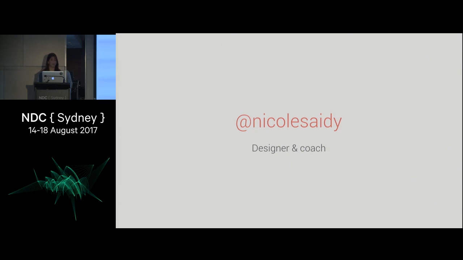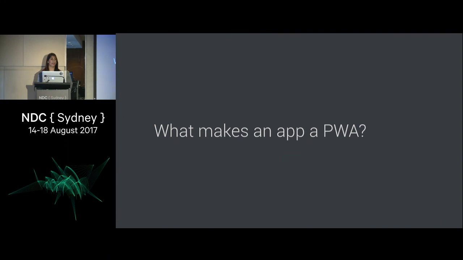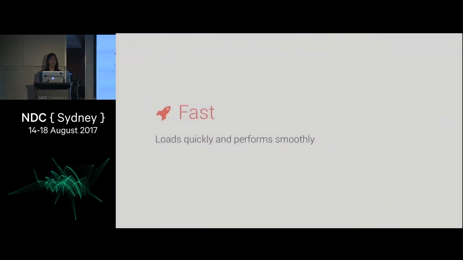So let me refresh your memories a bit. What makes an app a PWA? What are the qualifications for an app to be a progressive web app? So first, a progressive web app is fast because it loads quickly and performs smoothly throughout the whole user experience. That's because of service workers and the best practices for performance. A PWA is progressive because it works everywhere and it's supercharged in modern browsers. So you can enhance the user experience for devices that support more advanced features. Hence the term progressive enhancement.